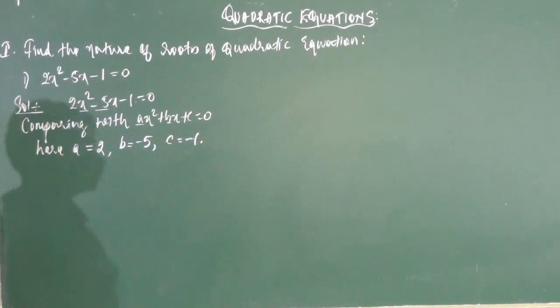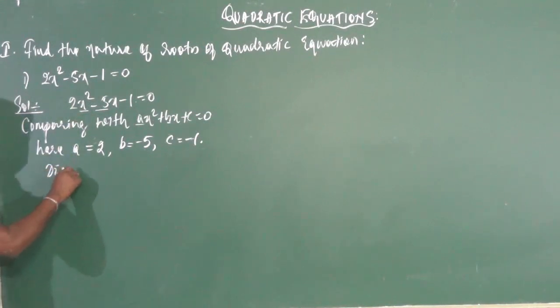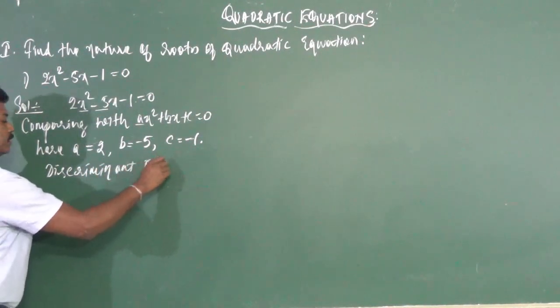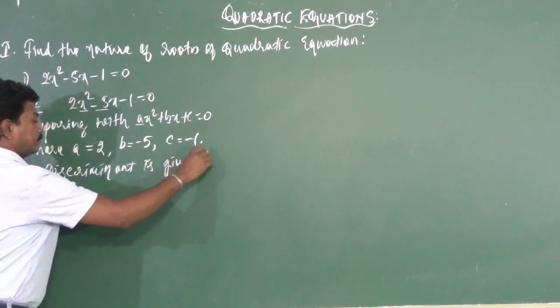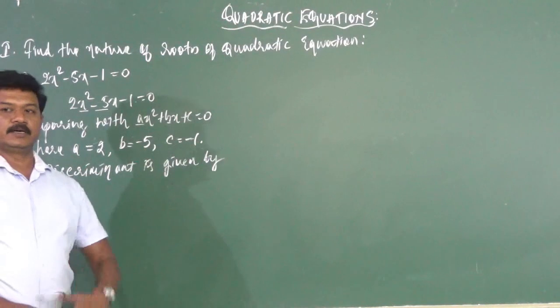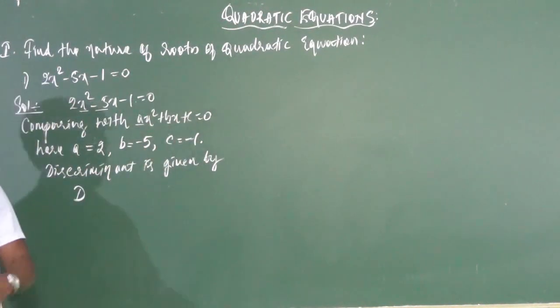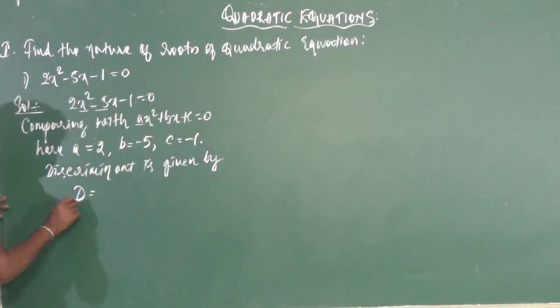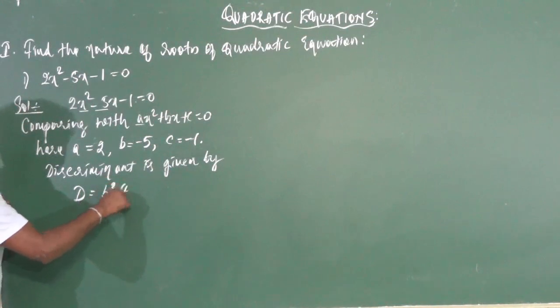So we have the values of a, b and c. Now let us write the discriminant. So the discriminant is given by... according to your textbook they have used the letter D. In the previous year's textbooks they were using the delta symbol. So it is left to you, whichever you want to use. So D is equal to b square minus 4ac.